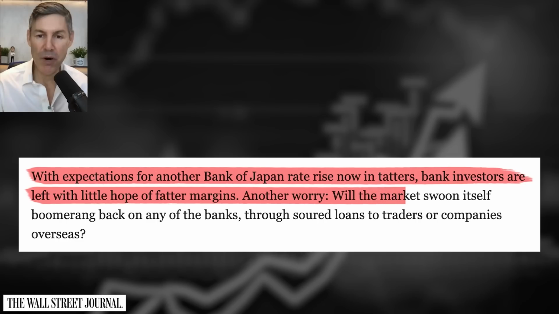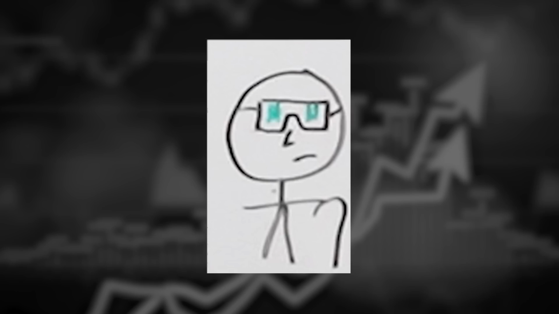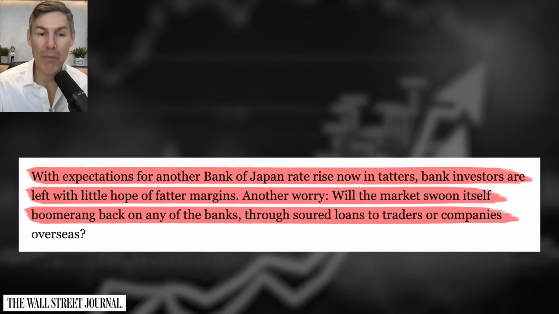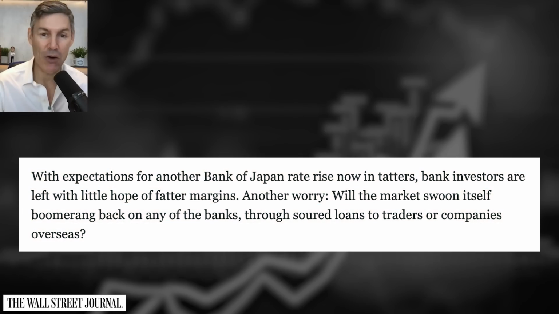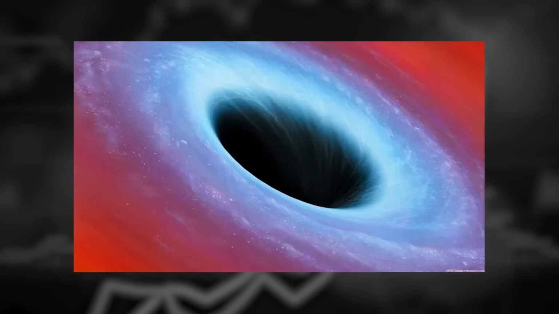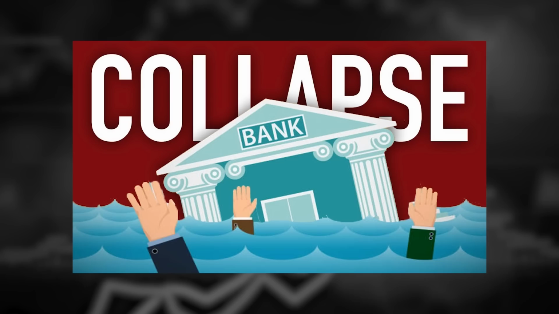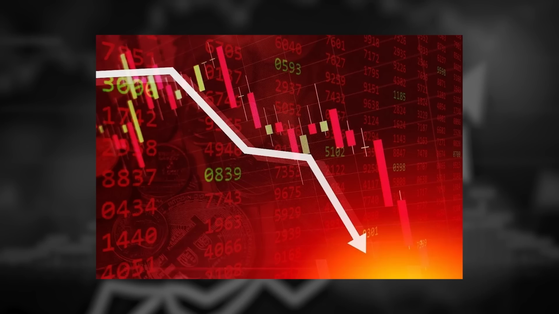They say, will the market swoon itself boomerang back on any of the banks? A weird way to say it. Through soured loans to traders, in other words, Slick Rick, or companies overseas. So what if Slick Rick gets himself into a position where he can't pay that loan back? Well, he defaults, and that blows a hole in the balance sheets of these banks that are collapsing when you look at their share price.